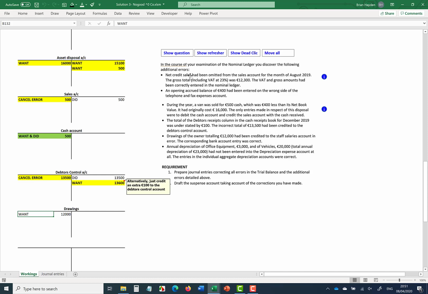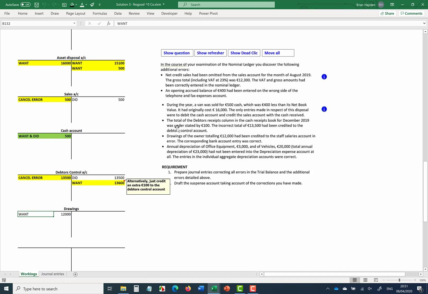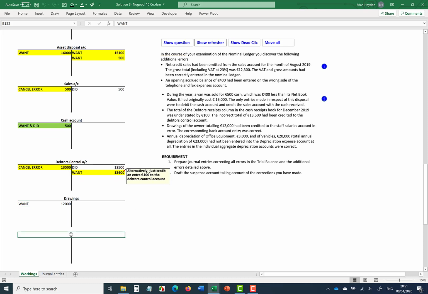Okay, remember drawings, if I just momentarily go back to dead click: debits for expenses, assets, drawings. So if you take drawings from the business, you must debit the drawings account. Okay, that's the accounting convention. So they should have debited drawings, 12,000. In fact, what they did was they credited staff salaries. So that was a big error. They put 12,000 on this side, which shouldn't have happened at all. So we're going to have to cancel that. I'm going to have to put in the 12,000 in drawings, and we're going to have to cancel the error there, 12,000.